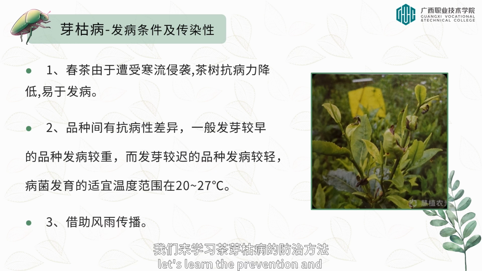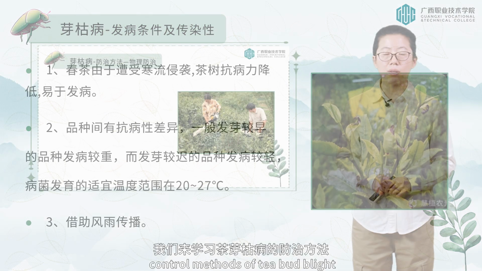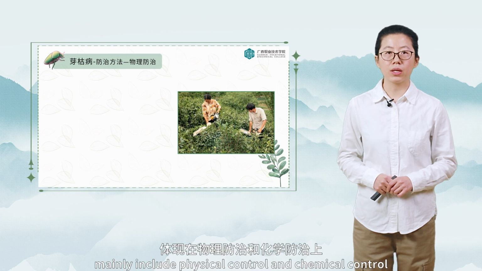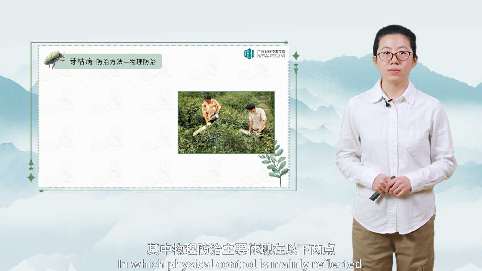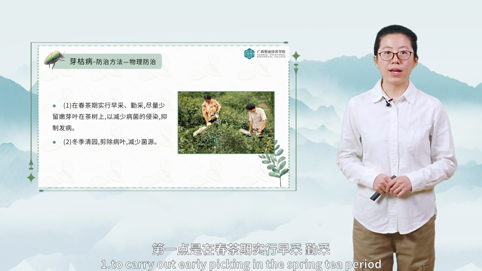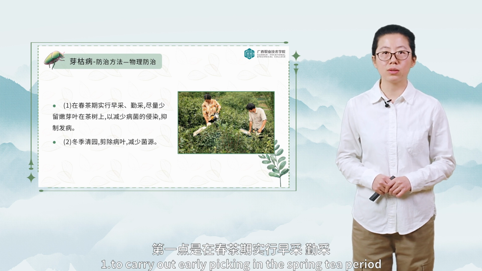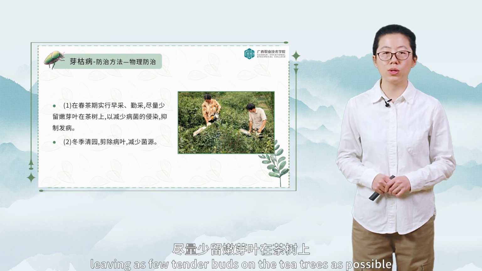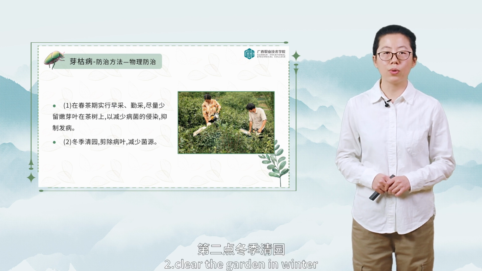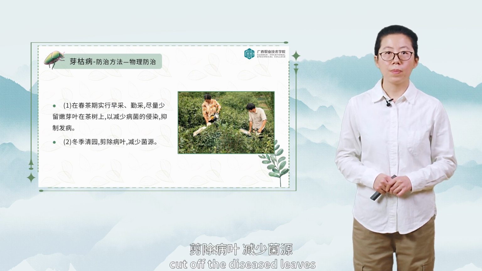Finally, let's learn the prevention and control methods of tea bud blight. The prevention and control methods mainly include physical control and chemical control, in which physical control is mainly reflected in the following two aspects. 1. Carry out early picking in the spring tea period, leaving as few tender buds on the tea trees as possible to reduce the infection of germs and restrain the disease. 2. Clear the garden in winter. Cut off the diseased leaves to reduce the source of bacteria.